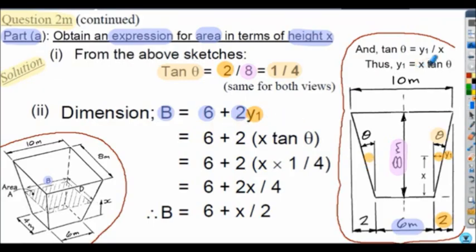If we now consider the relationship for y1, we can also write tangent of angle theta in terms of y1 divided by x, shown here. Rearranging, dimension y1 is simply x multiplied by tan theta. So replacing y1 with x tan theta, and then replacing tan theta with 1 upon 4, the tangent ratio from above, we can form an expression for dimension B in terms of x.